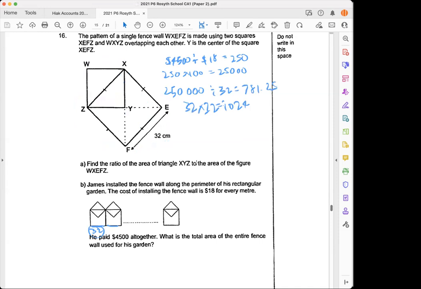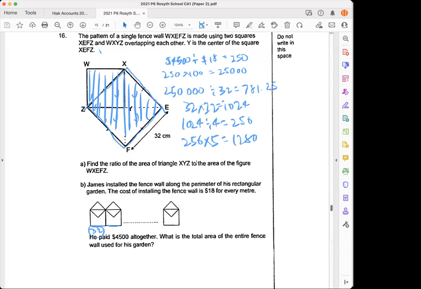So 1024 is the entire WXYZ. Sorry, 1024 is the square. This square, 1024, 32 times 32, and it's made out of 4 triangles. So 1024 divided by 4, I get the area of one of the triangles, 256. If I multiply by 5, I'll get 1280, and that will be the area of this piece of the wall.